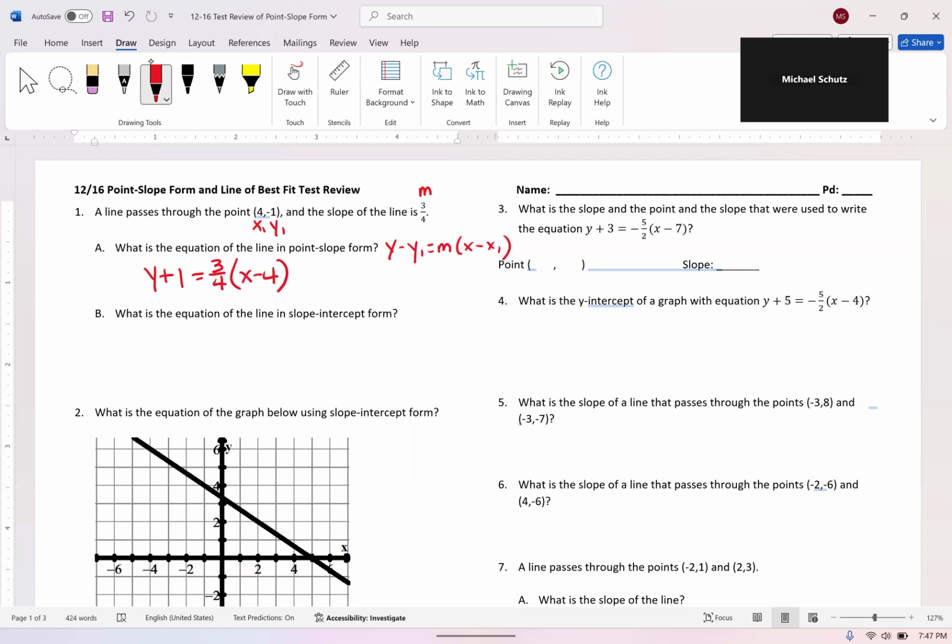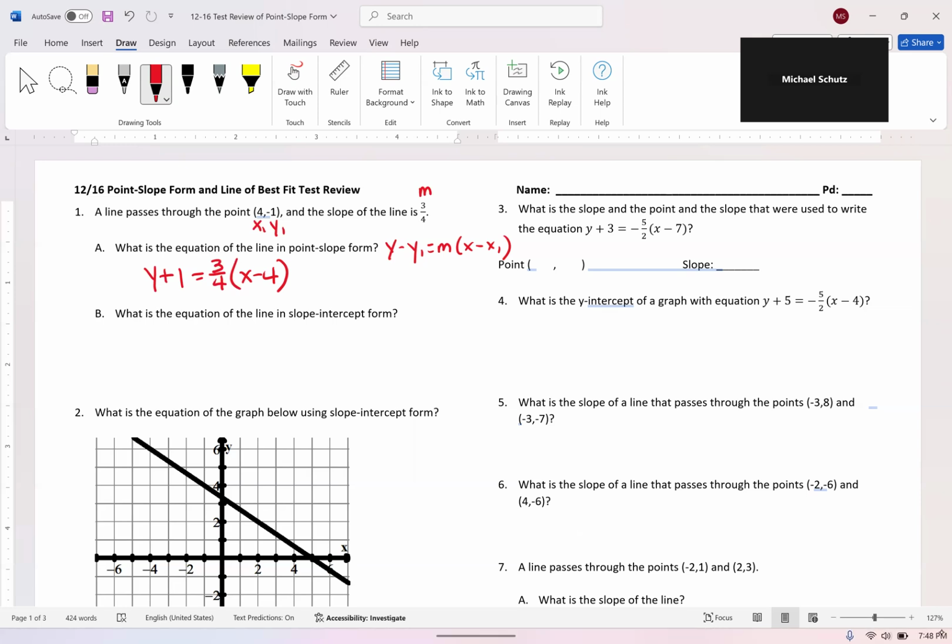Now, just to point out again, when you look at the x1, y1, when you plug it into the equation, the signs change. So while y1 was -1, we have a y plus 1 in the equation. While x1 was +4, we have an x minus 4 in the equation.